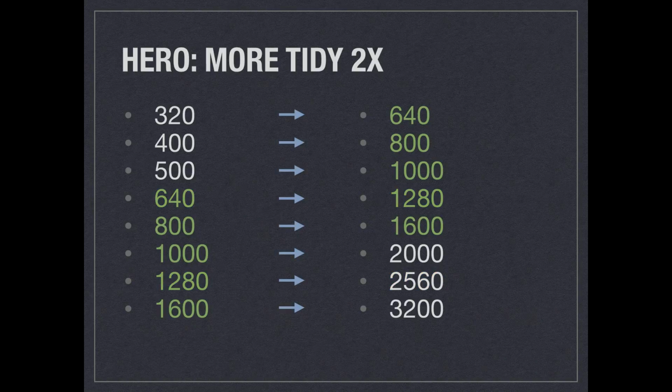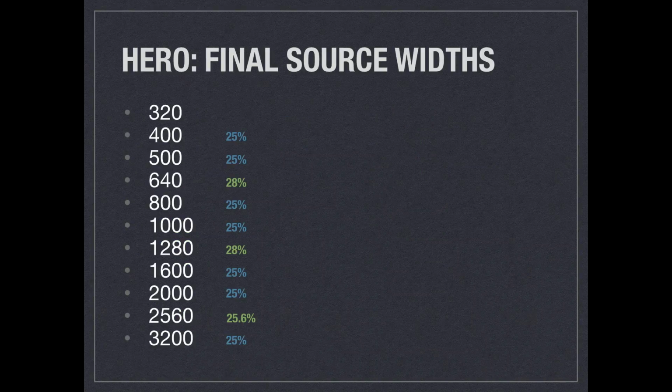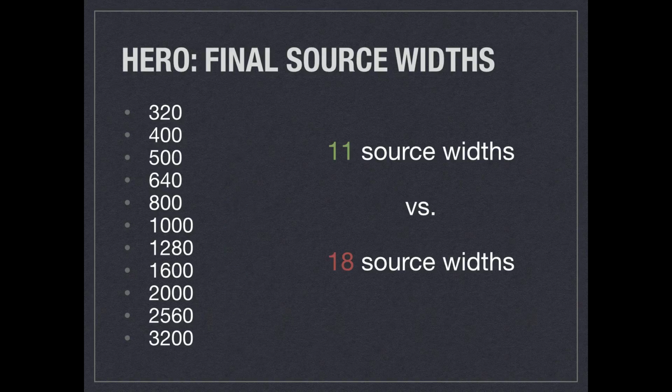And now you can see that some of the 1x images have the same width as some of the 2x images, and so now I can get rid of that duplication, and I have a full list of file size widths, and they're all about 25% increases, just a little bit more in some cases. And I've gone from 18 source widths down to 11 source widths.